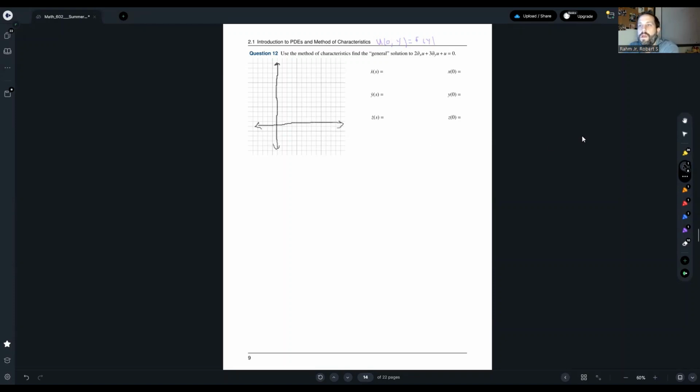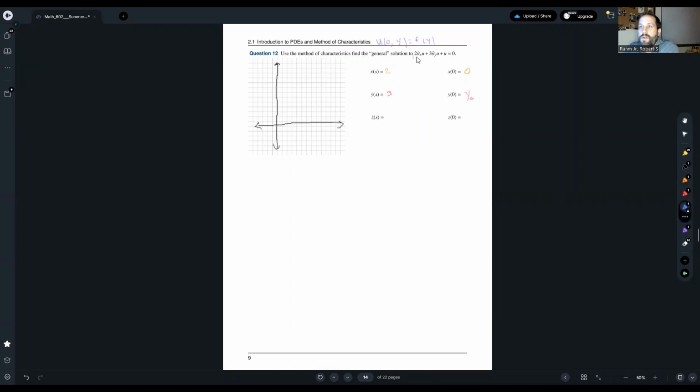Okay, so now my characteristic equations, what are they? x dot is going to be the thing multiplying the partial derivative with respect to x, so that's going to be 2. x of 0, well, if my Cauchy data is on the y-axis, x of 0 is going to be equal to 0. y dot is going to be equal to 3, and y of 0 is just going to be a generic point on the y-axis. Why not?